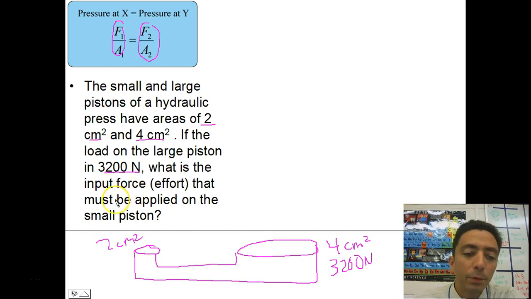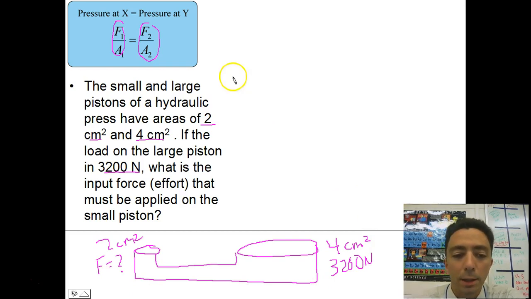What is the input force that must be applied to the small piston? So there's our unknown. We don't know what the force is to the small piston. Now, I'm about to click my button here, and as soon as I advance it, the drawing is going to disappear. So if you'd like to save the drawing or make one on your page, push pause and do that now.